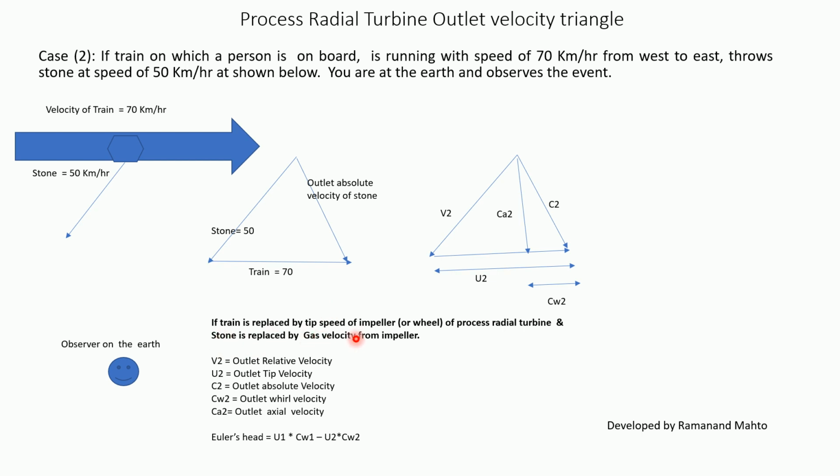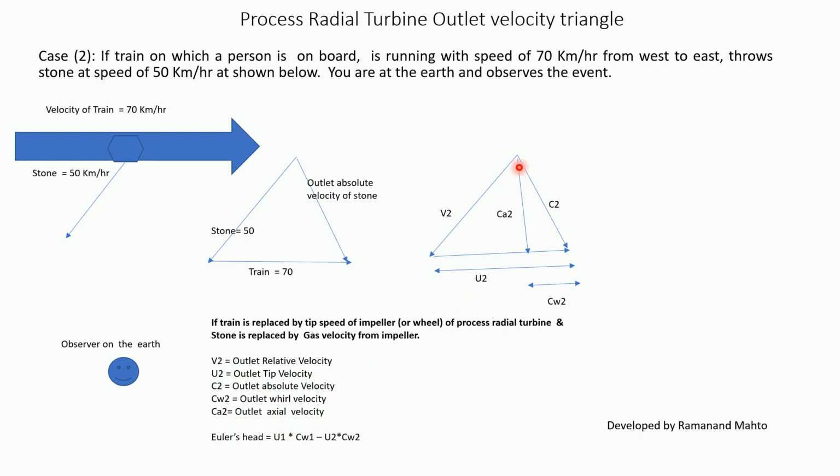So if the train is replaced by the tip speed of the impeller or wheel of the process radial turbine, and the stone is replaced by the gas velocity from the impeller, V2 is the outlet relative velocity, U2 is the outlet tip velocity, C2 is the outlet absolute velocity, Cw2 is the outlet whirl velocity, and Ca2 is the outlet axial velocity.